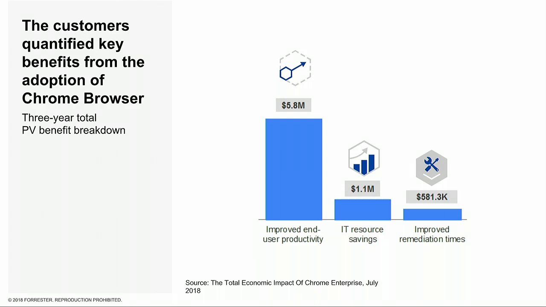IT resource savings is the second benefit category here. And this is just the time to be able to manage that Chrome browser centrally. So they're not only saving time from not having to manage multiple browsers within their organization, but they're able to save time in writing policies and developing custom rules from a centrally commanded console. The last is improved remediation time. And for this one, we wanted to understand what is driving the security benefits within these organizations. How are they seeing improved remediation time, which led to about $581,000 of savings.